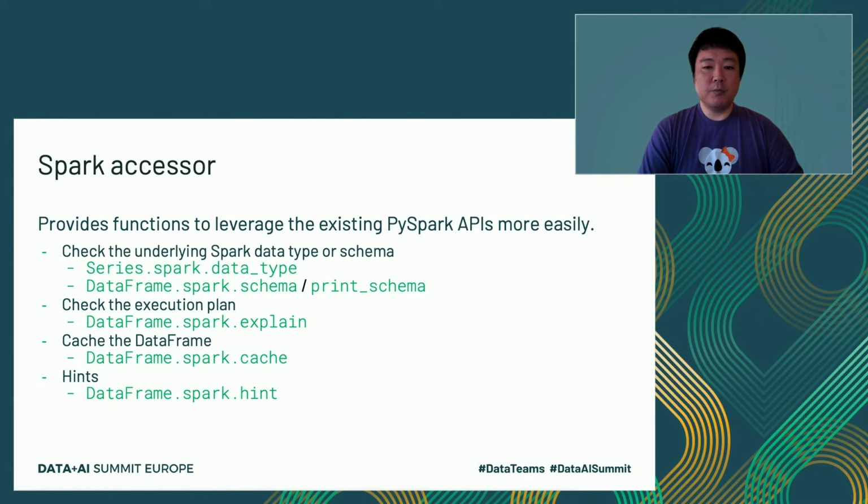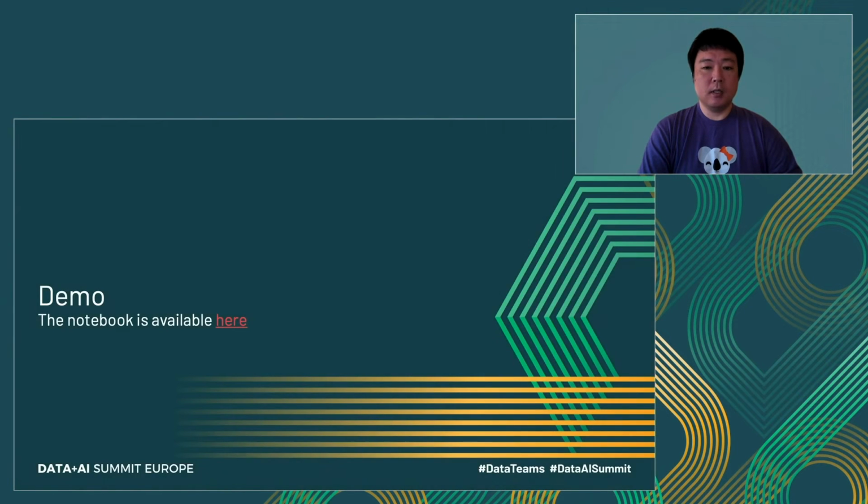The others must be more familiar to PySpark users. Check the underlying Spark data type or schema, explain the execution plan, cache the DataFrame, add hints, and so on. The Spark accessor provides those APIs. Then let's see the demo.